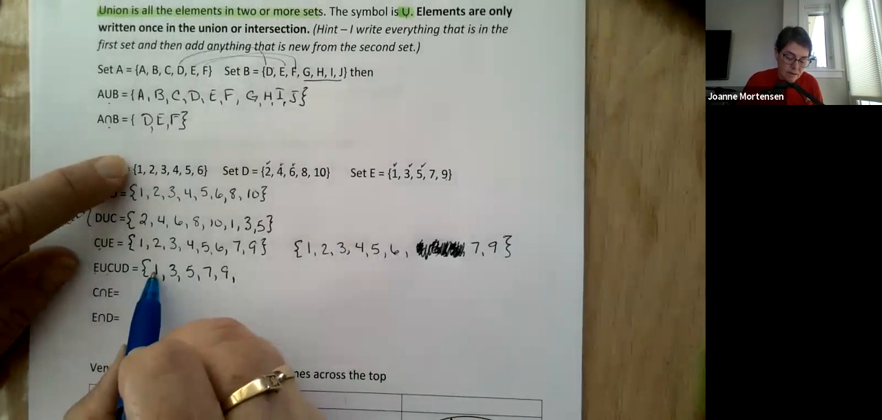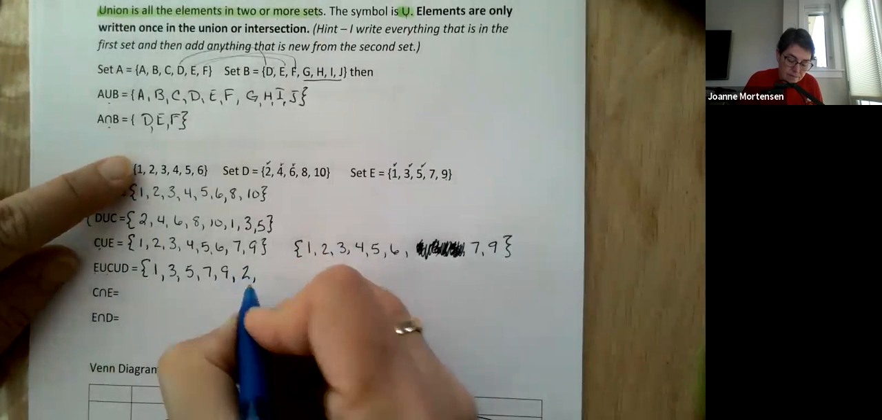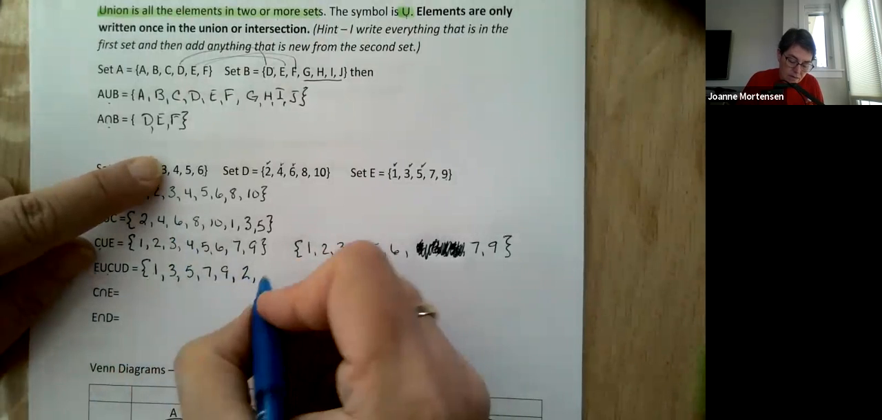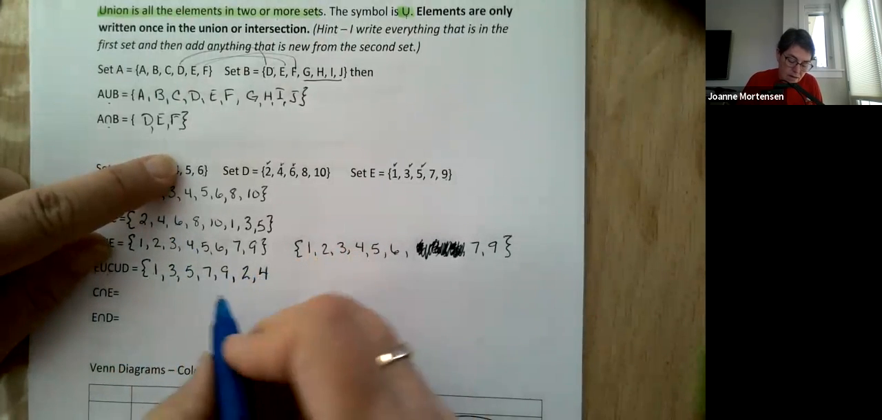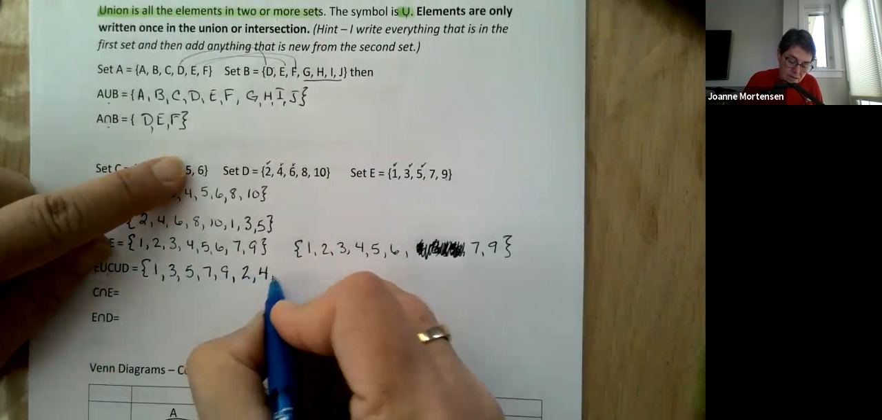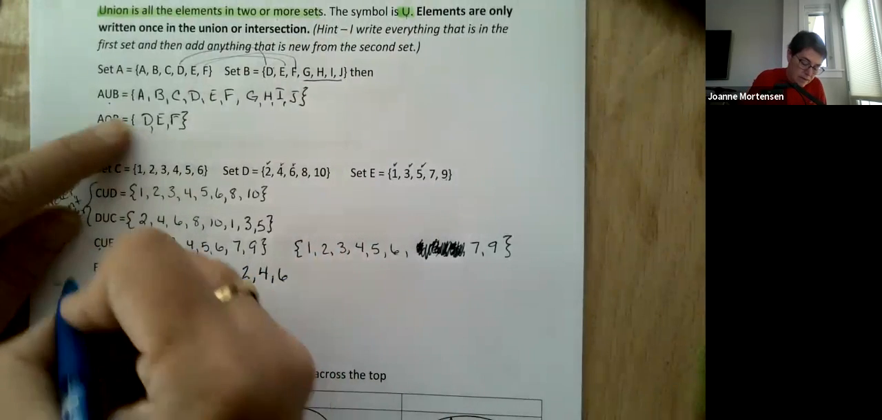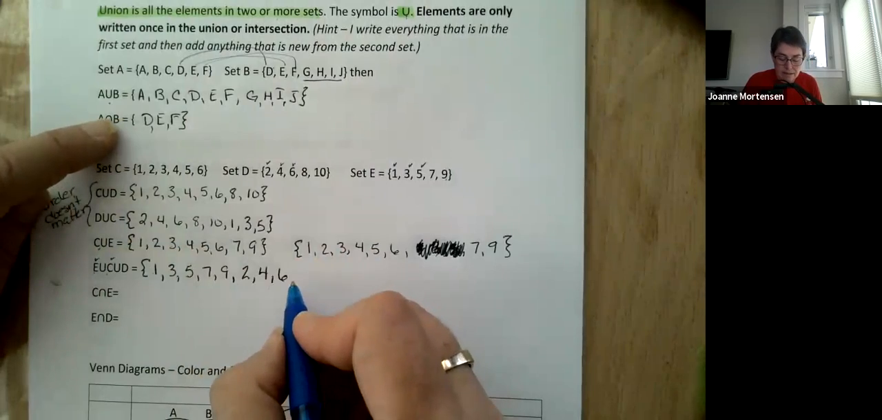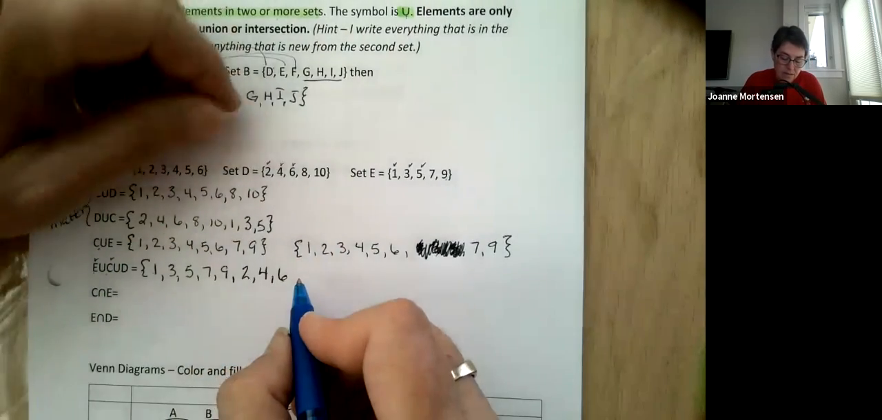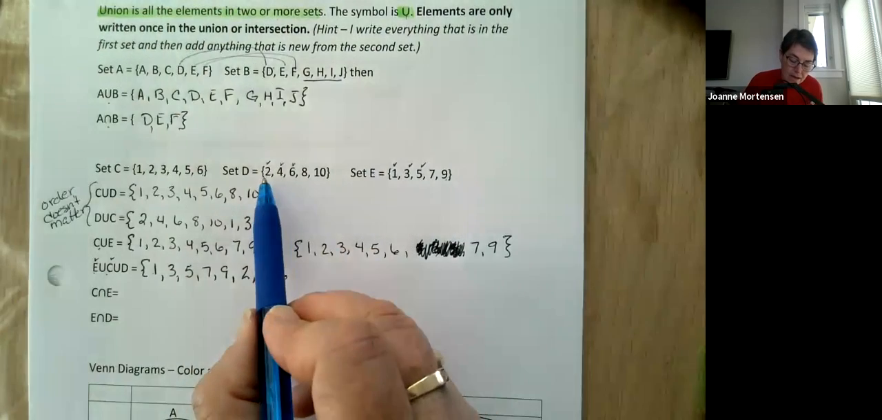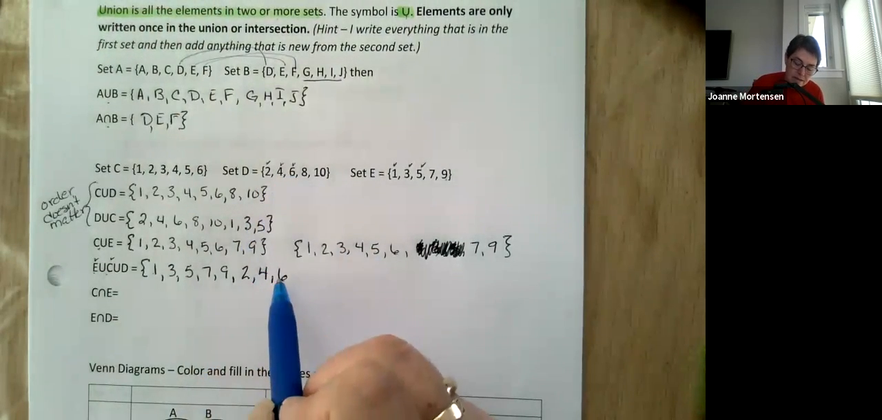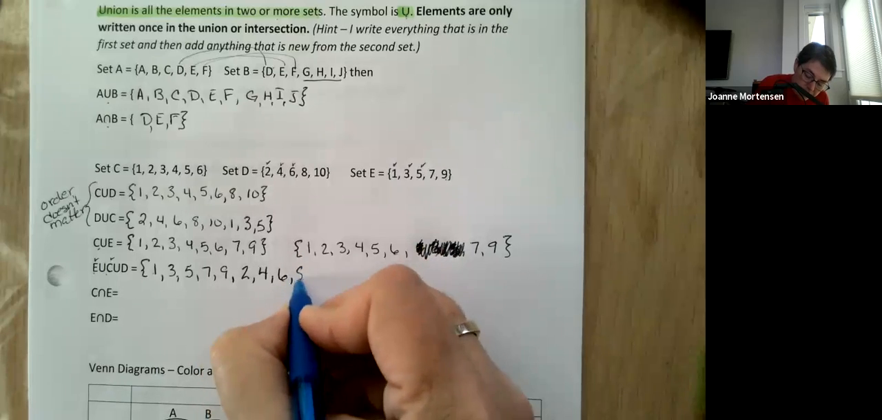I already have a 1. I don't have a 2. I already have a 3. I don't have a 4. I already have the 5. I don't have the 6. Okay, so I got this one and this one. So these are the new ones. And then let's see what else we got. I got the 2, yeah. I got the 4, yes. 6, yes. 8, not so much.